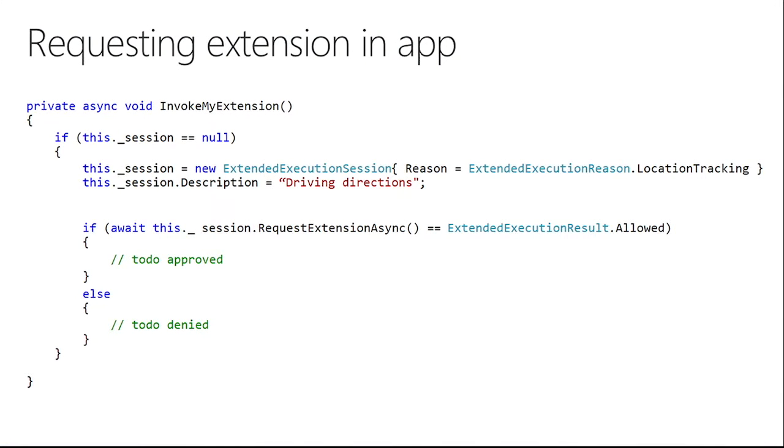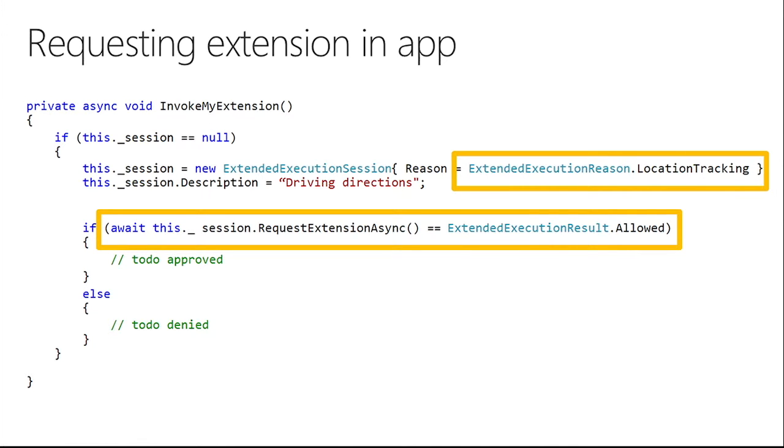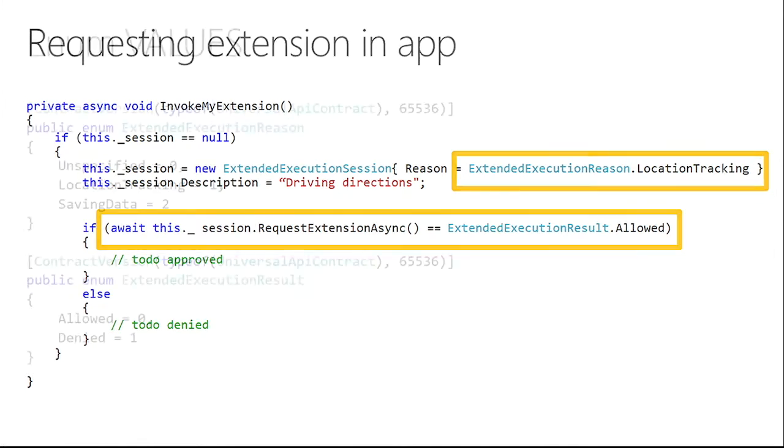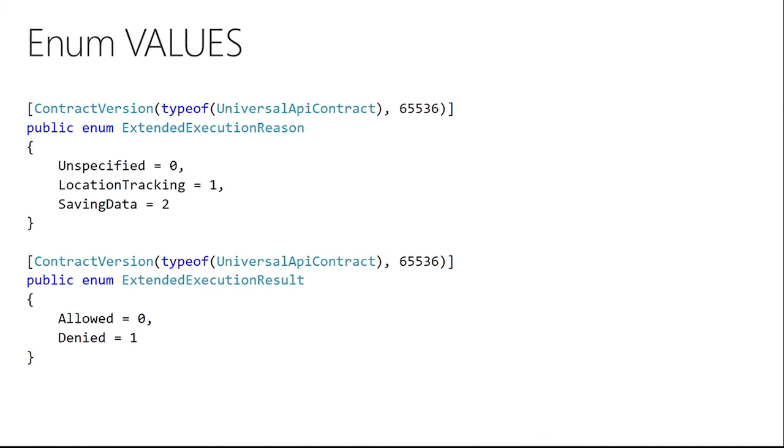So the way you do this, here we are, requesting the extension in the app. There's only one that's allowed at the moment, which is called location tracking, but again, this has been designed for the future. And then you check, and if you're allowed, then you carry on and off you go, and otherwise you say, well, no, I can't do that. So you check again, request the extension, and away you go, running in the background. These are the different extended execution reasons. At the moment, as we said, there's only location tracking and saving data. And the result that can come back to you is allowed or denied. Makes sense. That's quite clear, isn't it?